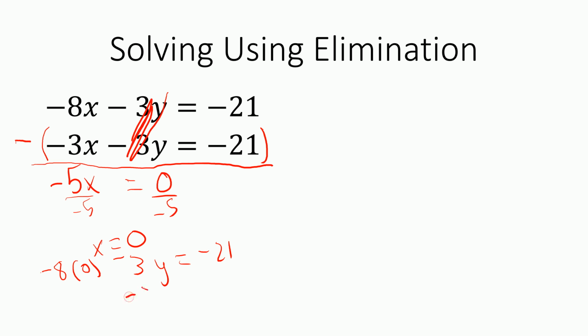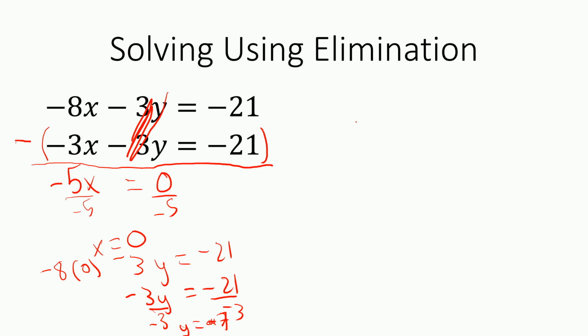I don't have to rewrite that. Now I just have -3y equals -21, divided by -3, and I get y equal to -7. Or actually +7, sorry. I had a negative divided by a negative.